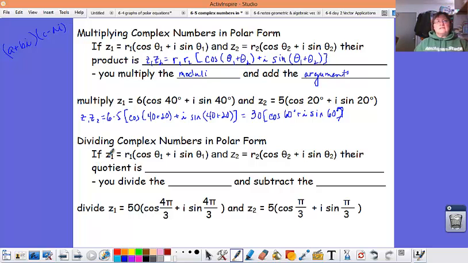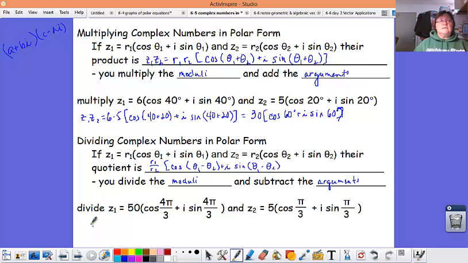Dividing, as you might imagine, does the opposite operations. Instead of multiplying the moduli, you divide them. So you would have R1 divided by R2 times the cosine of, not the sum of the angles this time, the difference. So it should be theta 1 minus theta 2, plus I times the sine of theta 1 minus theta 2. You divide the moduli and subtract the arguments.